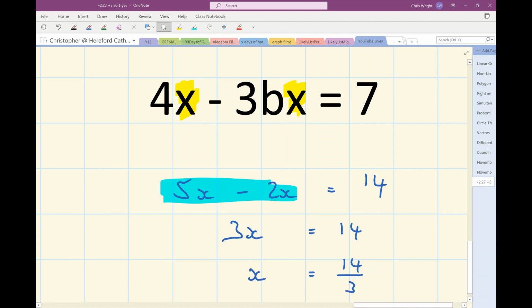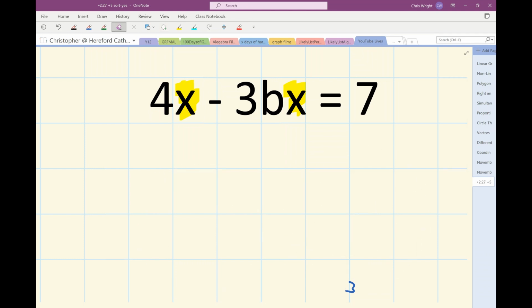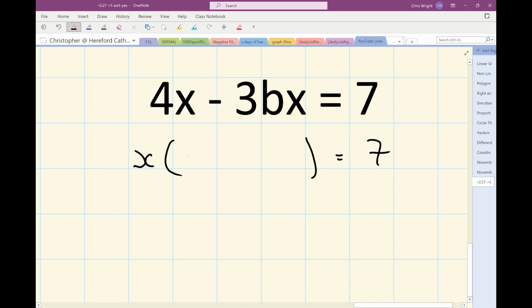But the problem with the question in front of us is that I can't simplify the left-hand side. I can't combine my 4x's and my 3bx's. So I've got a problem because I have 2 x's on the left-hand side, which I can't combine. So what's the answer? Well, the technique is to factorize the left-hand side to take out an x. If I take out an x, I'm going to have x lots of 4 minus 3b. And the joy of this is that my 2 x's have become 1.